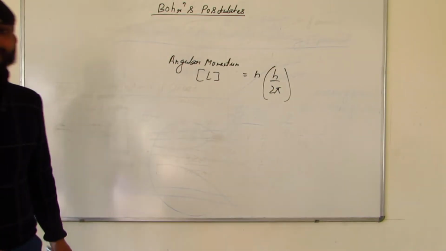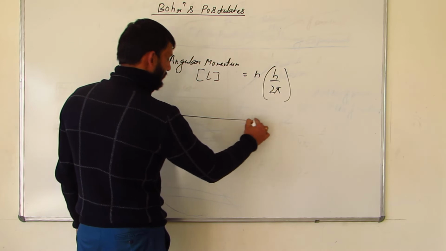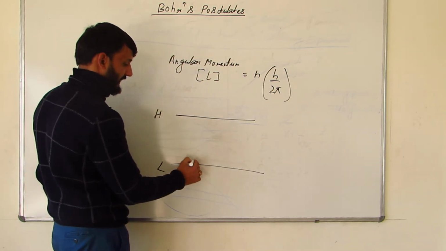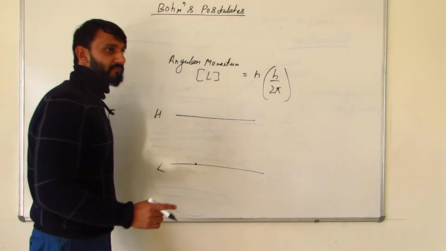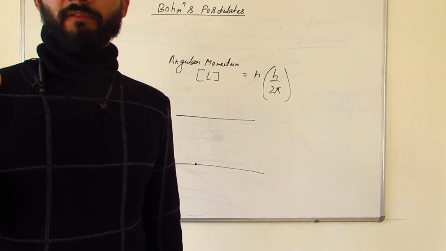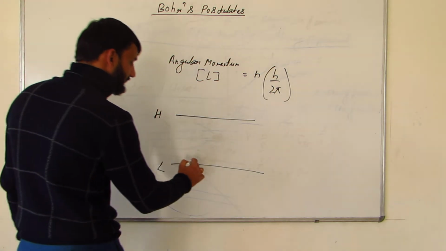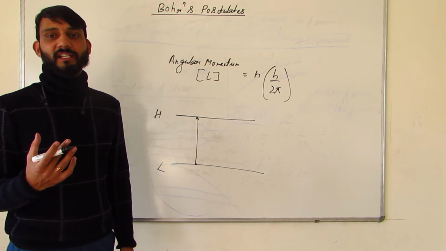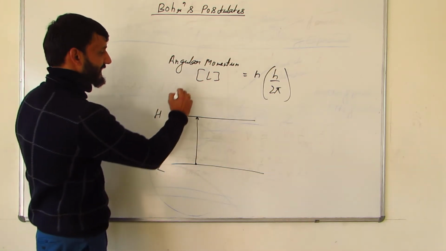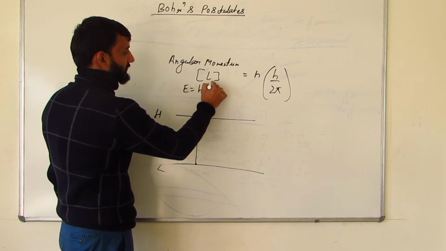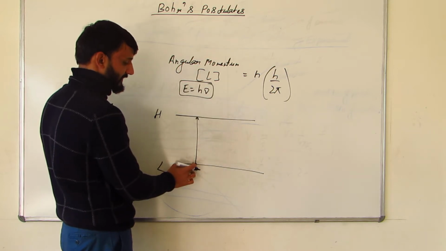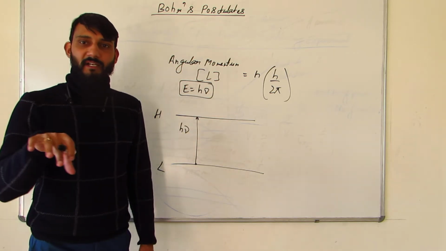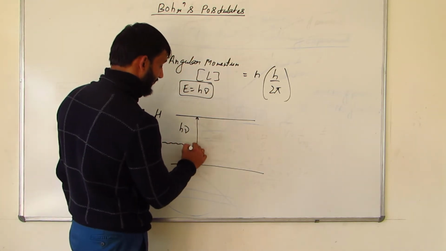Now about the energy part, Bohr said that this is a lower orbit, this is a higher orbit. Here is the electron. He said that when the electron jumps from the lower orbit to the higher orbit, it will absorb energy. It will take up energy. And how will it take up energy? In the form of a photon. And what is the energy of the photon? E is equal to h nu. So it will absorb the energy h nu, and it will jump to the higher orbit. So it is absorbing energy.